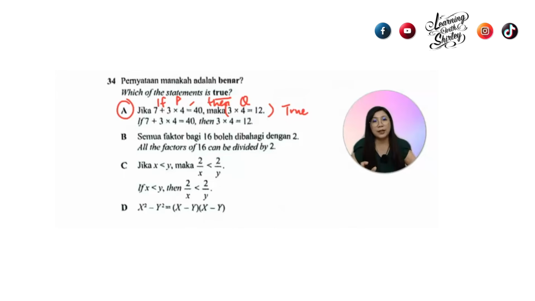But let's double check with B, C, and D. So all the factors of 16 can be divided by 2, but 1 is not divisible by 2, right? So this is false.